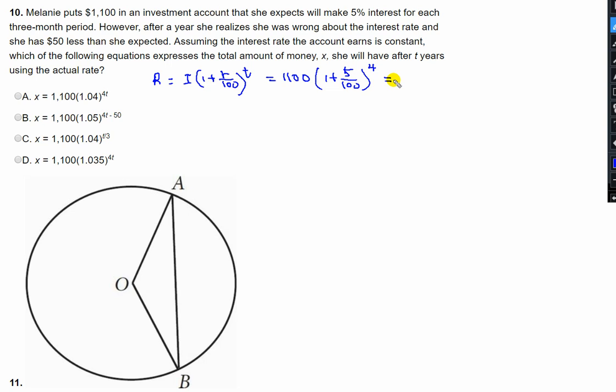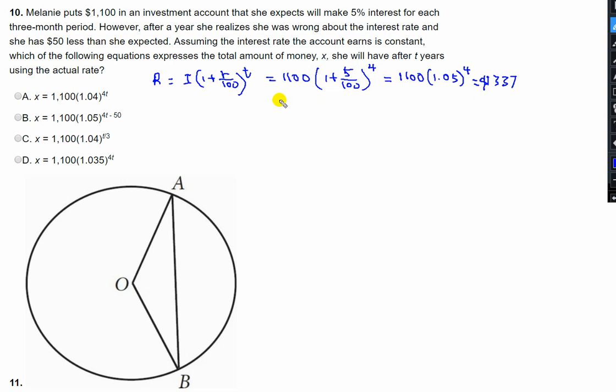So 1.05 to the power of 4 times 1100. You should get back 1337.